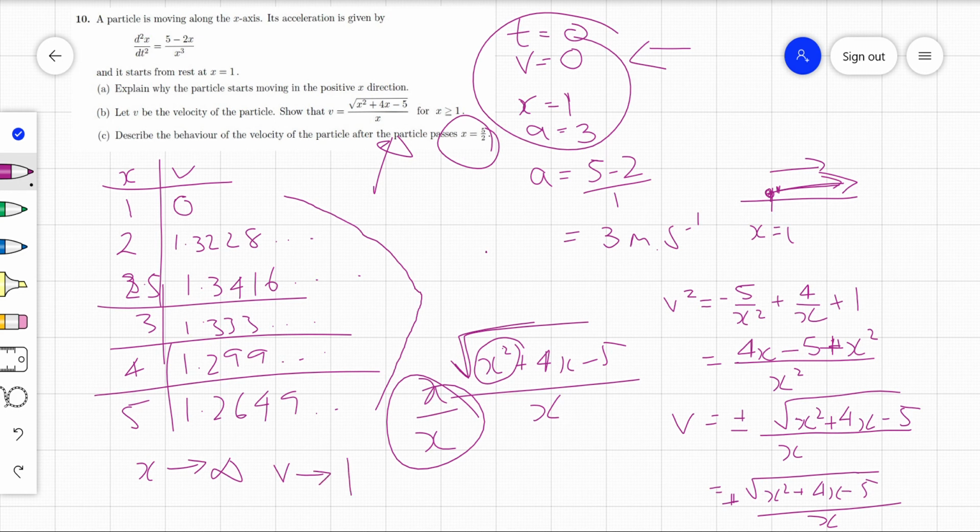So when it says describe the behavior of the velocity of the particle after it passes that, it goes towards 1. It comes back down, so it gets less and less, but it kind of has an asymptote because it goes towards 1. It never goes past that 1.